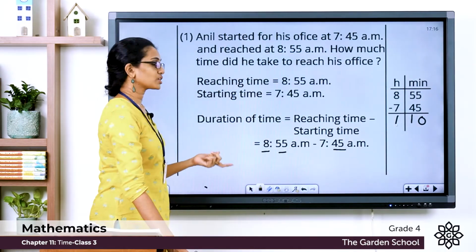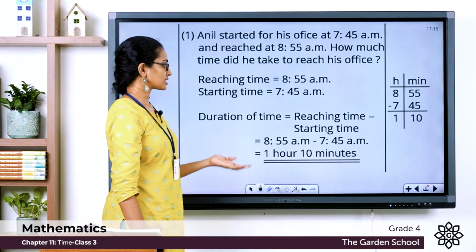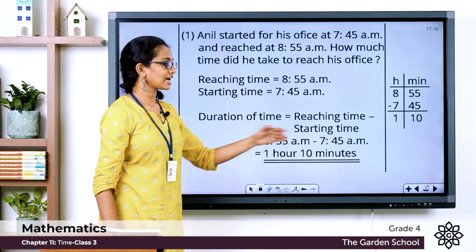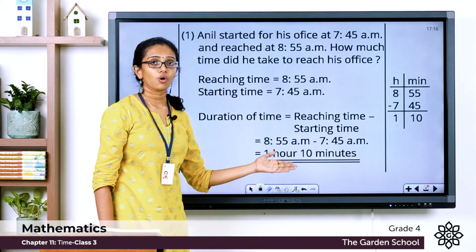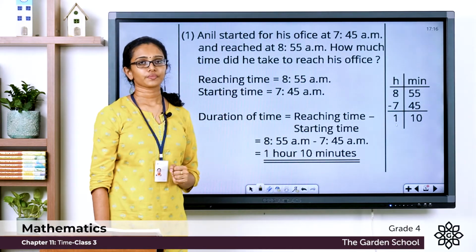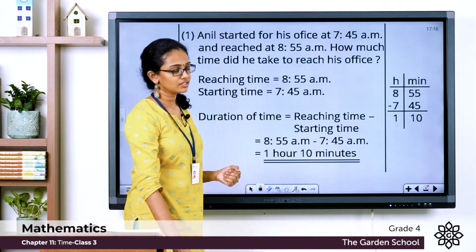So what is the duration of his travel? The duration is equal to 1 hour, 10 minutes. That is the time that Anil took to start from home and reach his office. So let's see the next example.